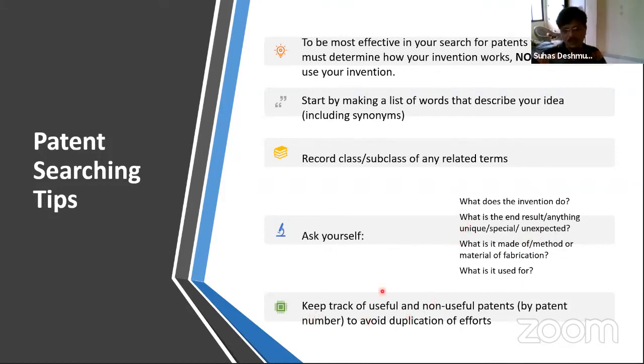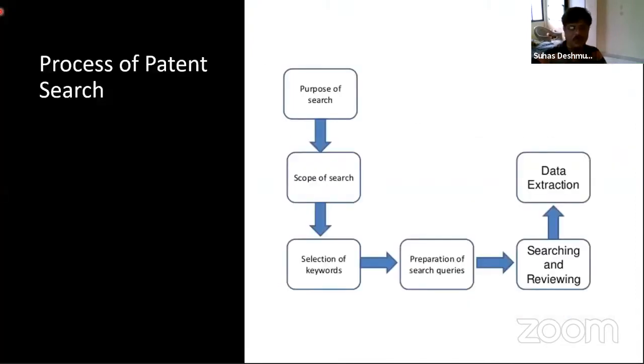And keep track of useful and non-useful patents by patent numbers to avoid duplication of work. So these are the most important searching tips you need to maintain whenever you are searching patents.